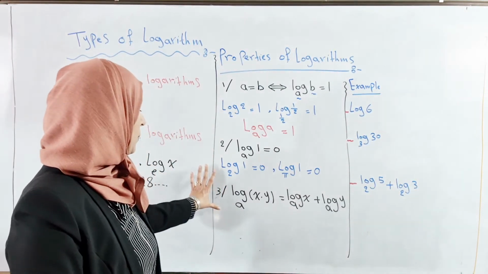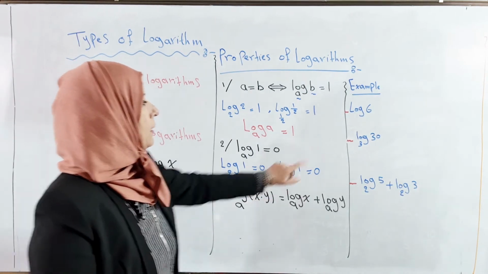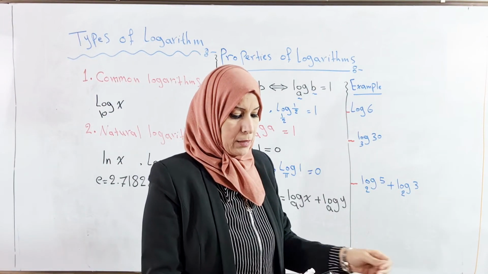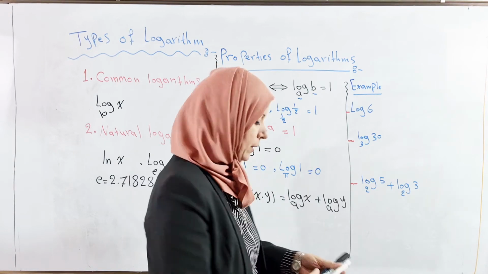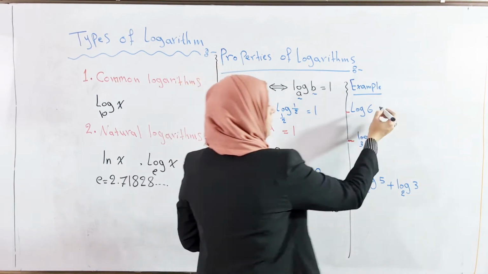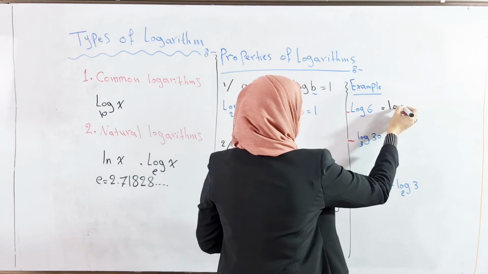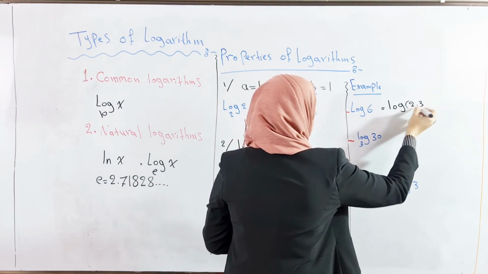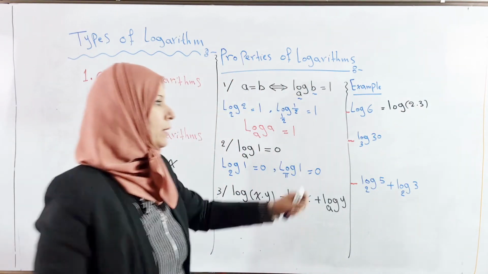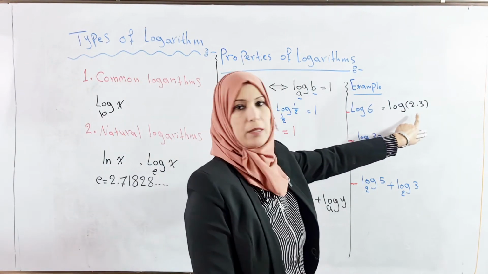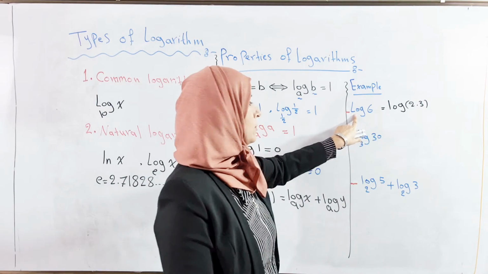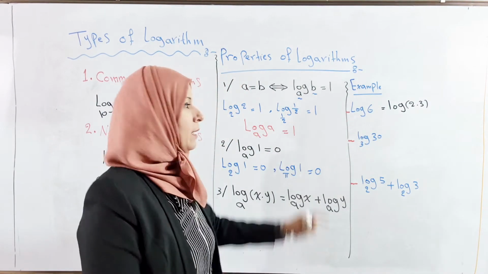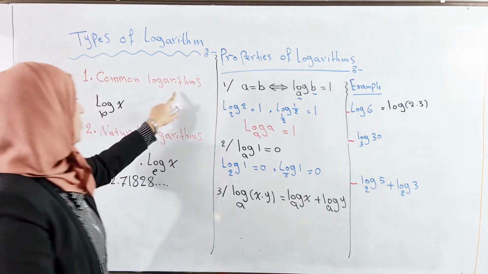Example about property 3: logarithm 6. How we can find the result for logarithm 6? We can write it by logarithm 2 multiplied by 3. Without base, logarithm 6, that's mean the base for it is 10, and it's common logarithm.